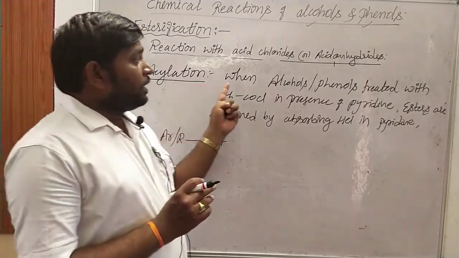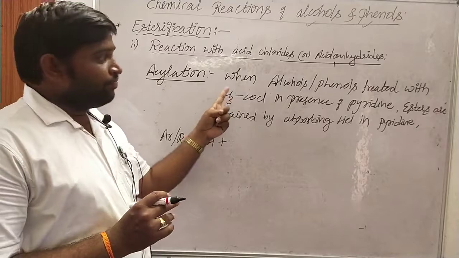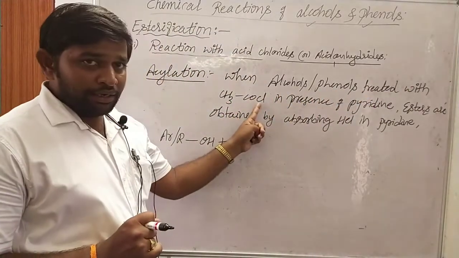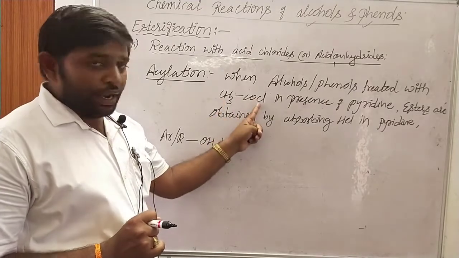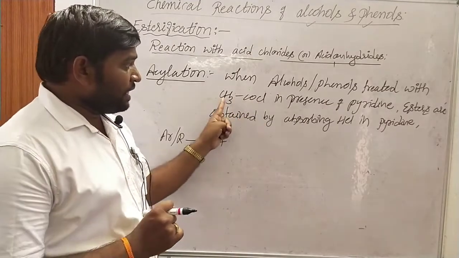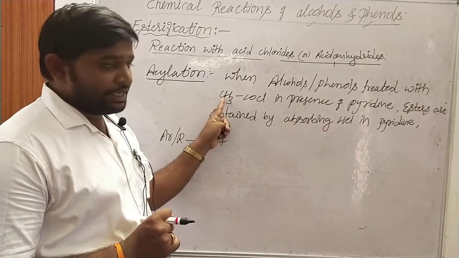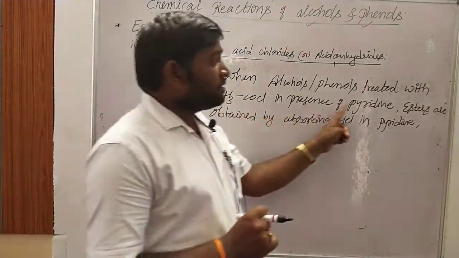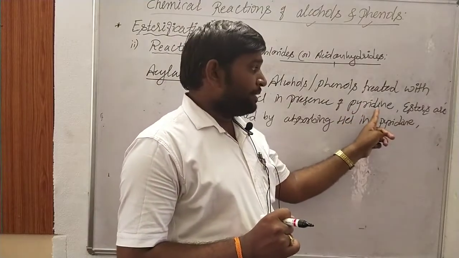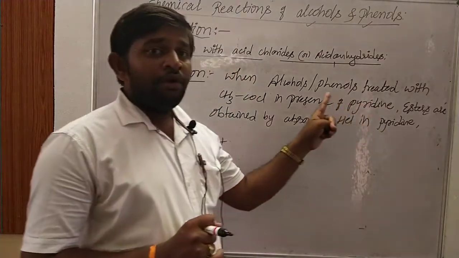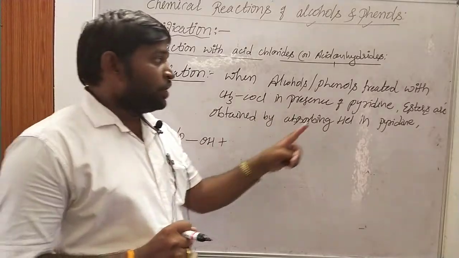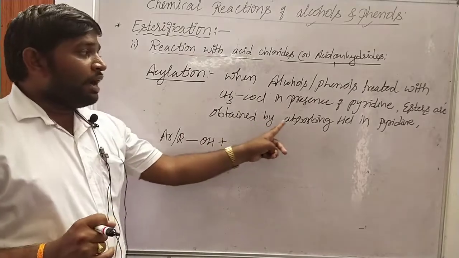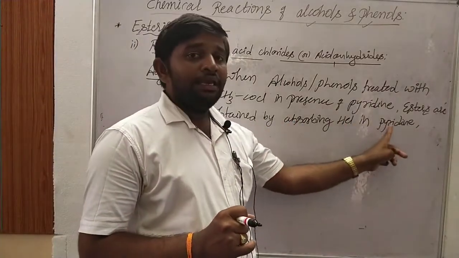So here let us consider an example for the acylation. When alcohols or phenols are treated with acid chloride, that is acetyl chloride, instead of R I have considered CH3. This acid chloride is nothing but acetyl chloride, in presence of pyridine. I told you that in presence of pyridine, the absorption of HCl gas takes place. So in presence of pyridine, esters are obtained by absorbing HCl in pyridine.